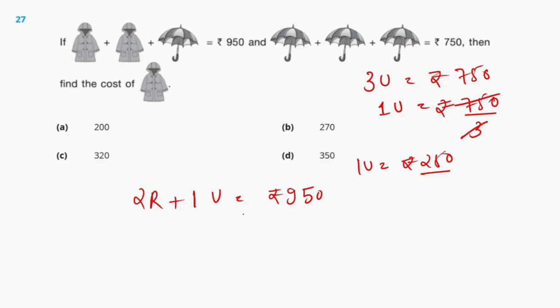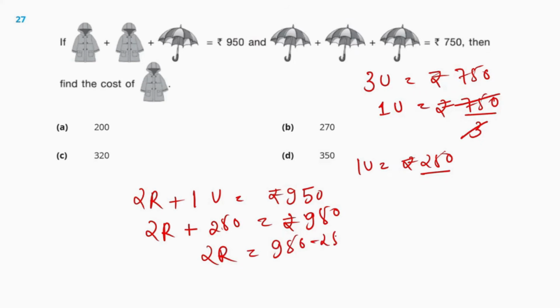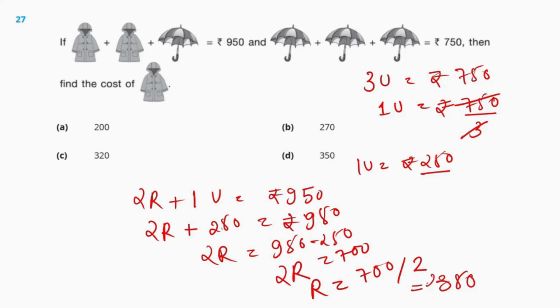Will we be able to get the value for the raincoat? Yes, right? So after we substitute the value here, this will become 2 raincoats plus the amount of one umbrella, that is 250, gives us the value of rupees 950. So to get the value of 2 raincoats, we can simply subtract the value of one umbrella from 950. So 950 minus 250 will give us what? 700, right? This 700 is the value for 2 raincoats. Now to get the value for one raincoat, we can simply divide 700 by 2. So our final value will be rupees 350. So the right answer to this is option D.